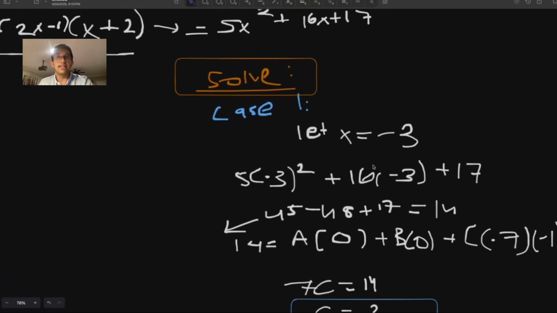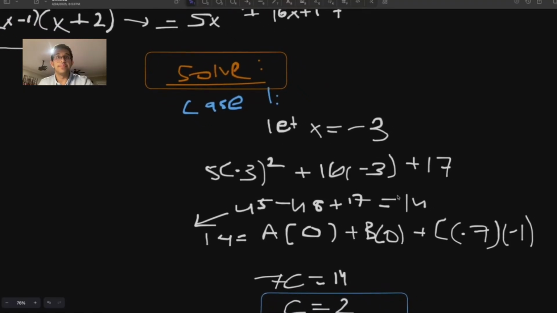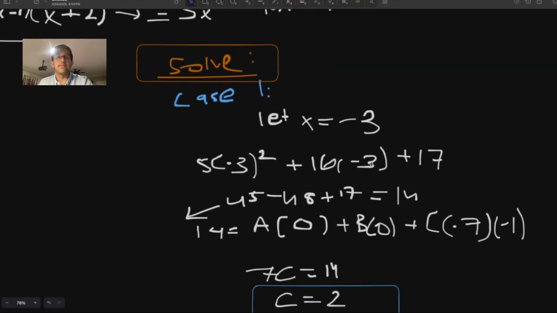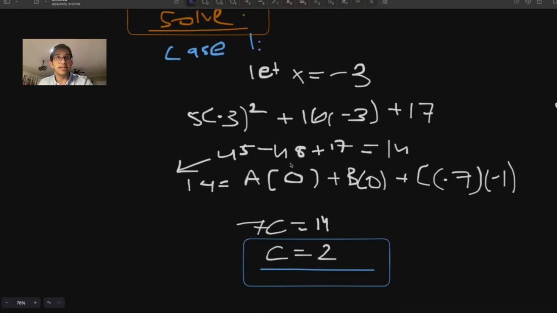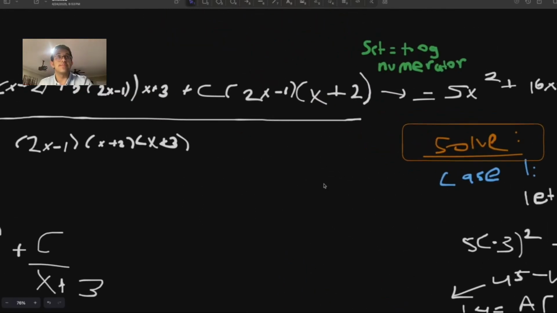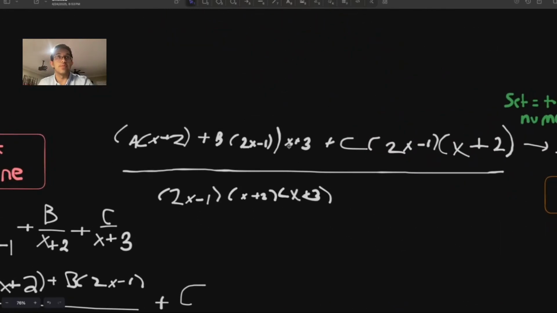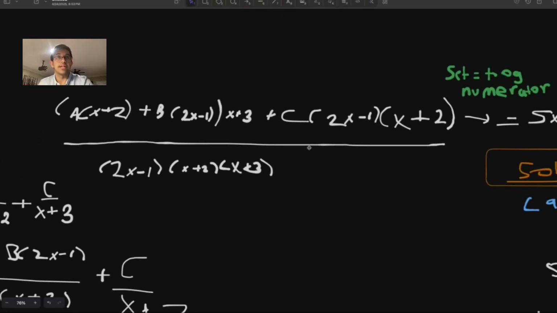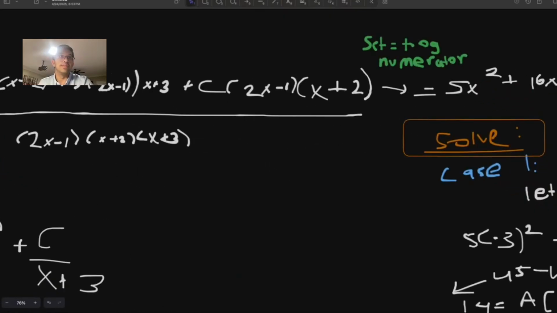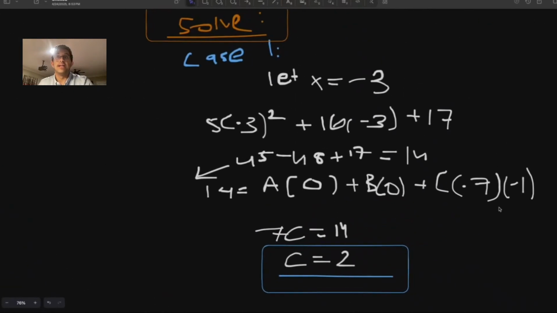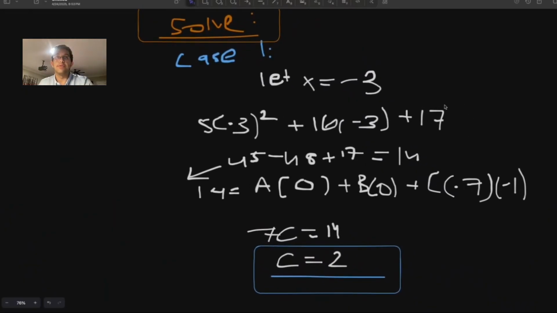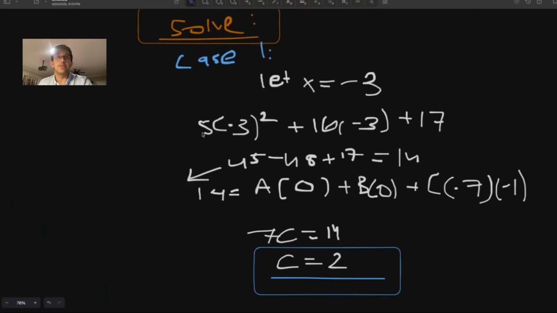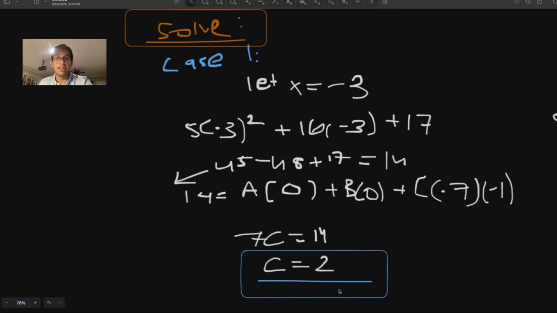So that's what we're doing right here. If we let x equal negative 3, we plug in everything right here. This is the 5x squared plus 16x plus 17 term. We plug in negative 3 here. You see how the A is times 0 and then plus B times 0? That's because over here they're all times (x plus 3). The A and the B terms are times (x plus 3). And negative 3 plus 3 is 0, so that all cancels out to 0. And then we plug that into C times negative 7 times negative 1. We set that equal to the 5x squared plus 16x plus 17 when you plug in negative 3, and you get C equals 2.